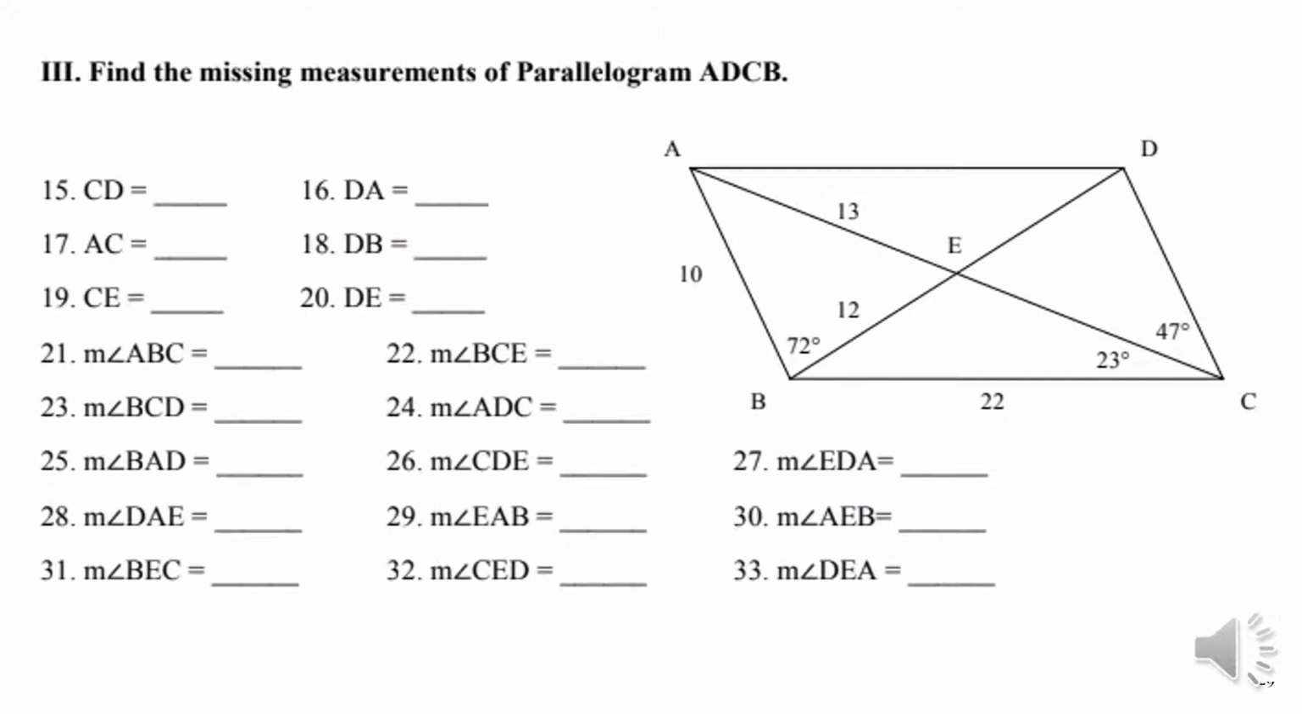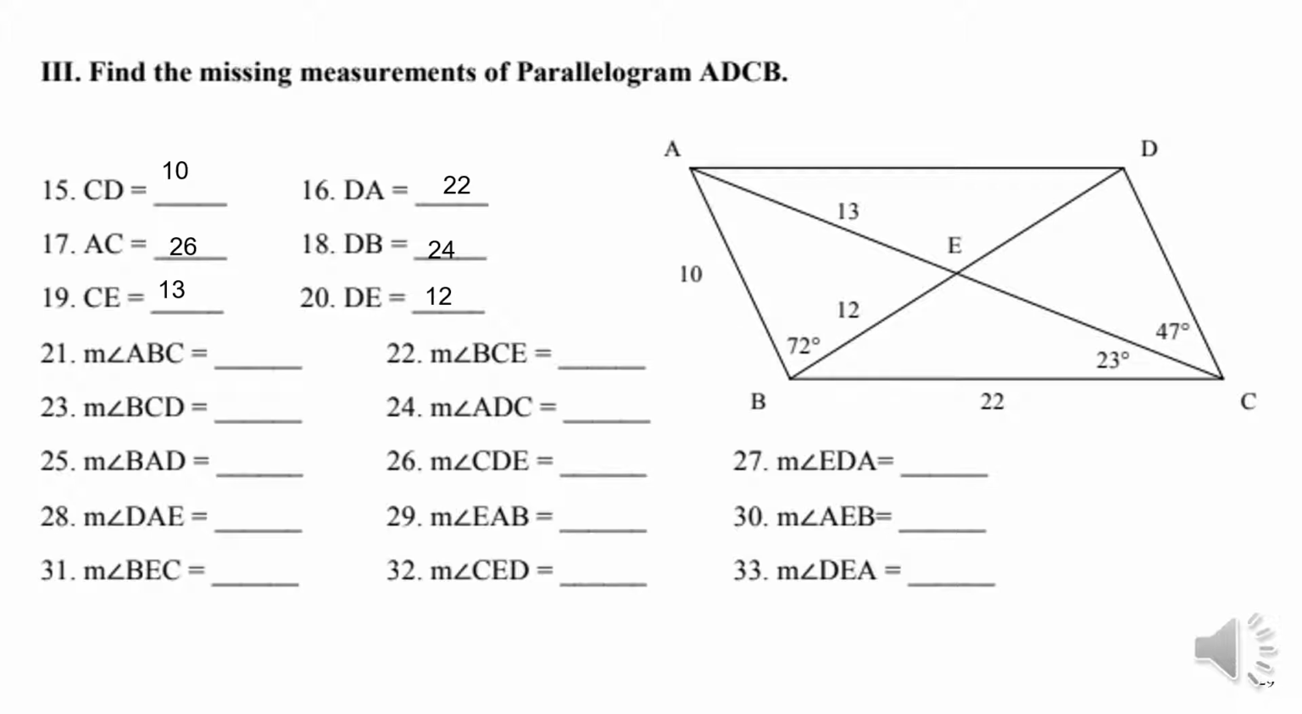Let's take a look at this parallelogram to solidify our understanding. First, let's look at the distance CD. That must be the same as the distance AB, and thus it must be 10. The distance from D to A must be the same as the distance from B to C, so it must be 22. A to C must be 13 plus 13, giving us an answer of 26. And DB must be 12 plus 12, giving us a distance of 24. CE we said was 13, while DE we said was 12.